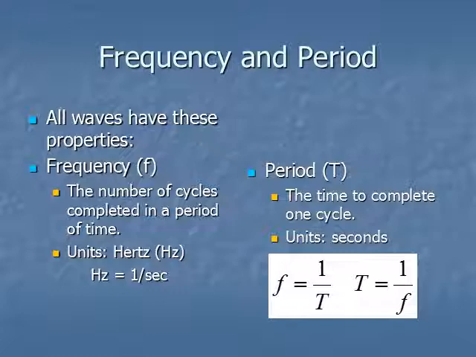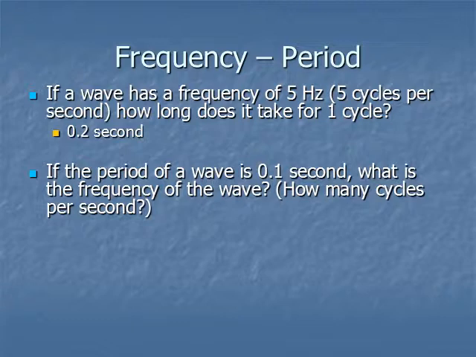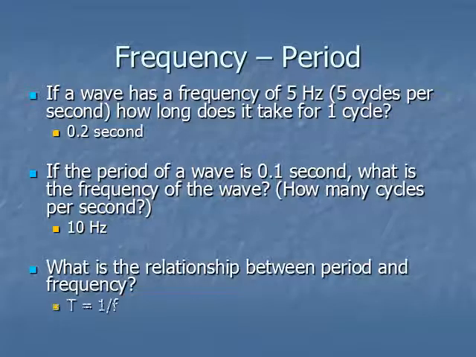We're going to go through how to calculate this in class, but here are practice problems. If a wave has a frequency of 5 hertz, how long does it take for one cycle? Well, we just take the reciprocal of 5 divided by 1, so 1 divided by 5, which is 0.2. Then, if the period of a wave is 0.1 seconds, what is the frequency of the wave, or how many cycles have happened? Well, we do 1 over that, and that would give us 10 hertz. The relationship between period and frequency is that those two things are inverse to each other. And we'll go through how to calculate this in class.